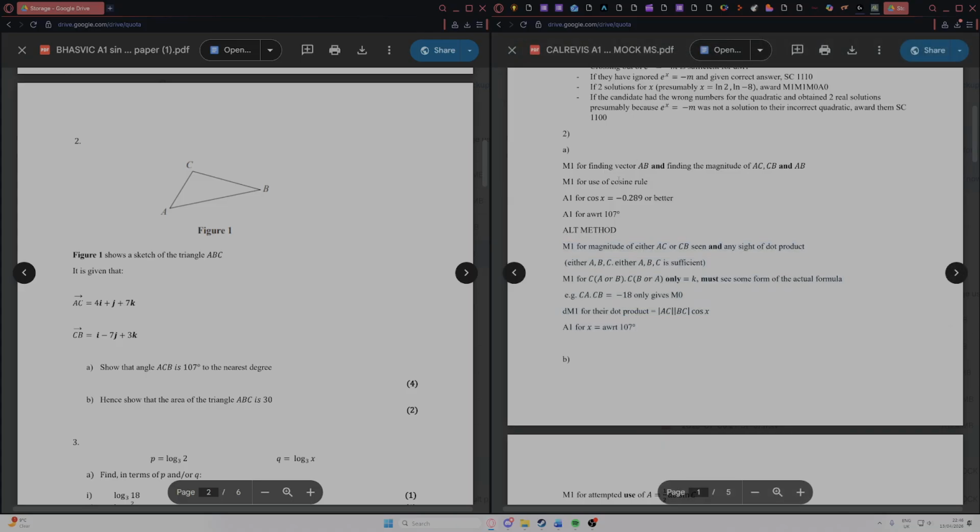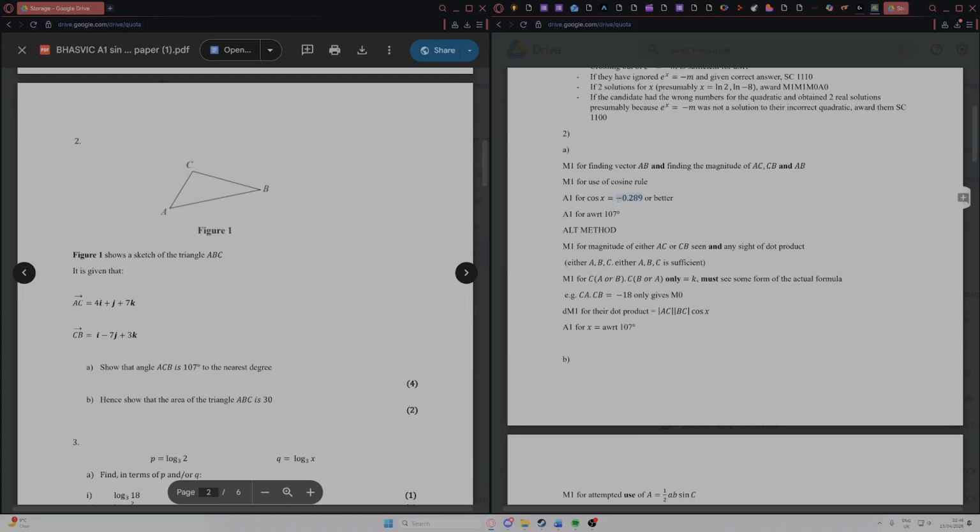So for the cosine rule, you have to find the magnitude of all 3 of the vectors and find this vector AB here that isn't given. And then you have to use your cosine rule, reverse cosine rule. It doesn't matter if you use the pre-rearranged version or not. And then for this A1, you need exactly cos x equals this, or better, just means rounded more.